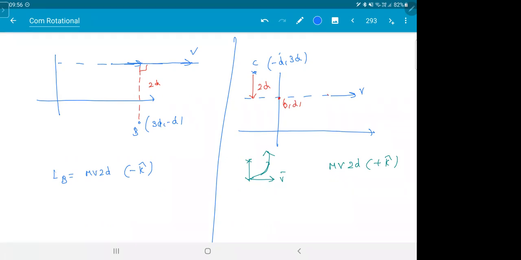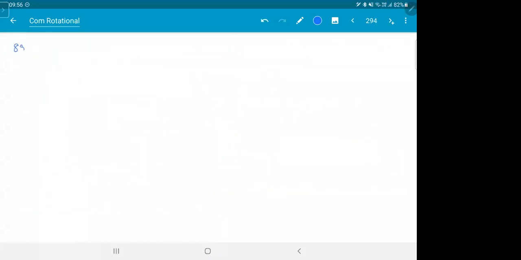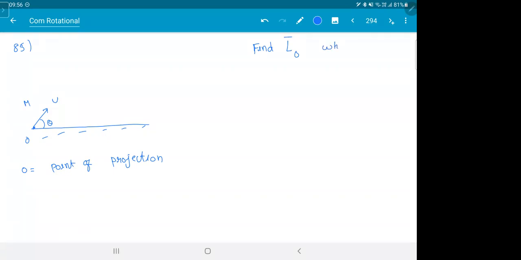Next one. A particle is projected with u, theta, mass m. Who is the point of projection? Find angular momentum about O, right? About the point of projection, in three cases.